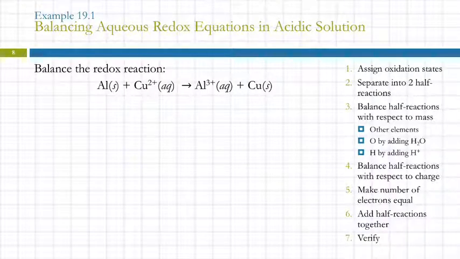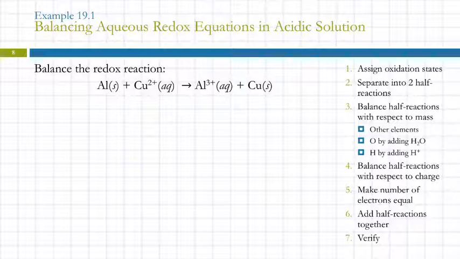Okay, so here's a redox reaction, and we're supposed to balance it. We're going to use the half reaction method. If we look at this, you might think, well, what's wrong with it? It's already balanced. 1 aluminum, 1 copper, 1 copper. But what's the overall charge on the reactants? +2. And what's the overall charge on the products? +3. We lost an electron somewhere. That can't happen. So it's not actually balanced.